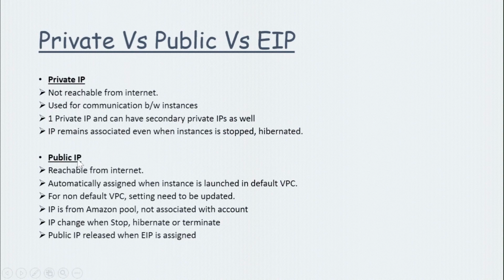Next, public IP. These IPs are reachable from the internet and are assigned to EC2 instances while creating them. If you are creating in the default VPC, then they will be assigned automatically, but if the VPC is custom, then you need to do some settings that will allow auto assignment of public IP. These are assigned from the Amazon pool and are not associated with your account. And this public IP changes every time when you stop, start or hibernate the instance.